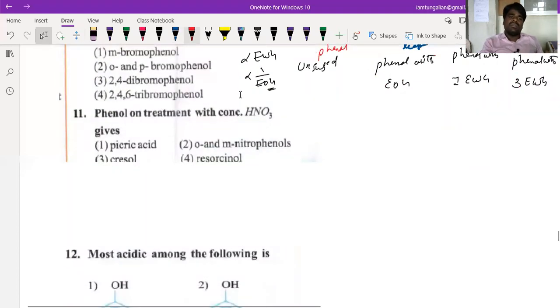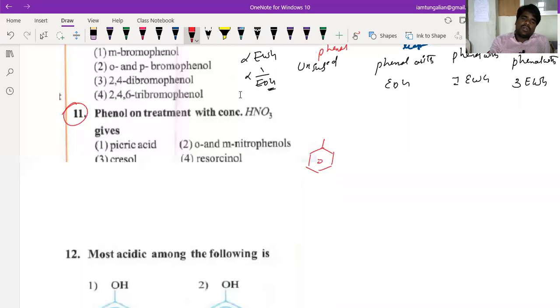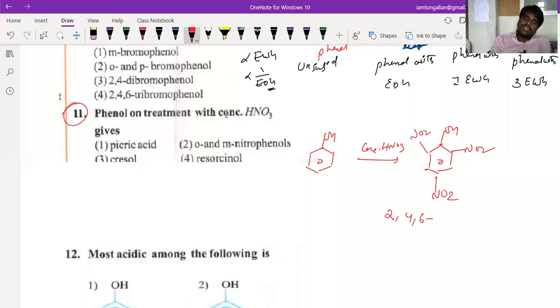Look at question number 11, beta. Phenol on treatment with HNO3, beta. This is your phenol; on reaction with what, beta? Concentrated HNO3 will form, what does it form, beta? It forms, what does it form, beta? This you call 2,4,6-trinitrophenol, which is also called picric acid, beta. What do you call this? Picric acid. What is the answer, beta? Picric acid.